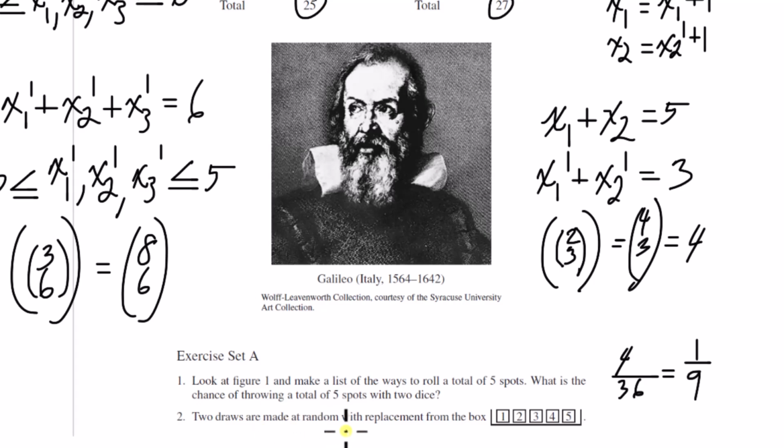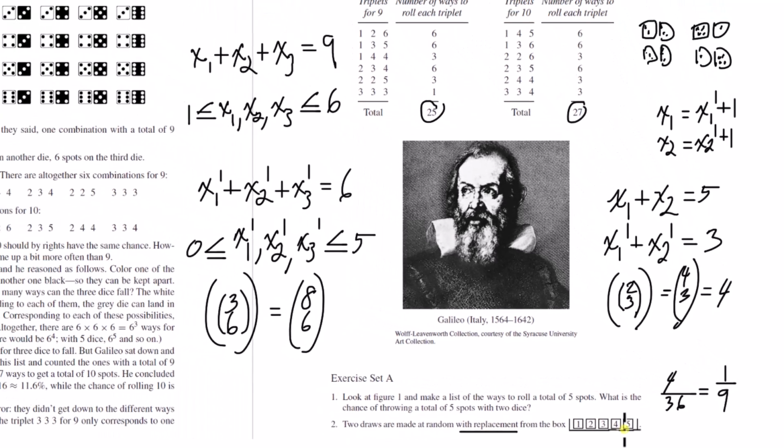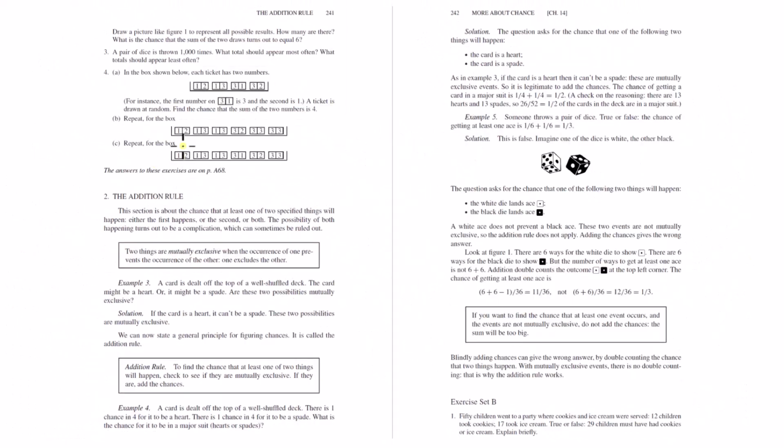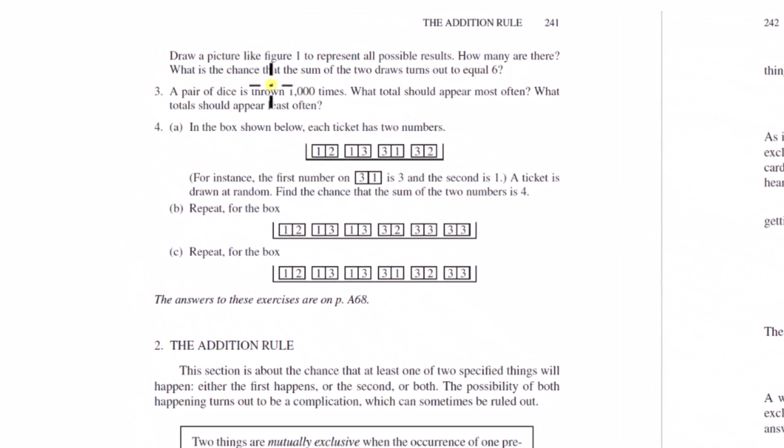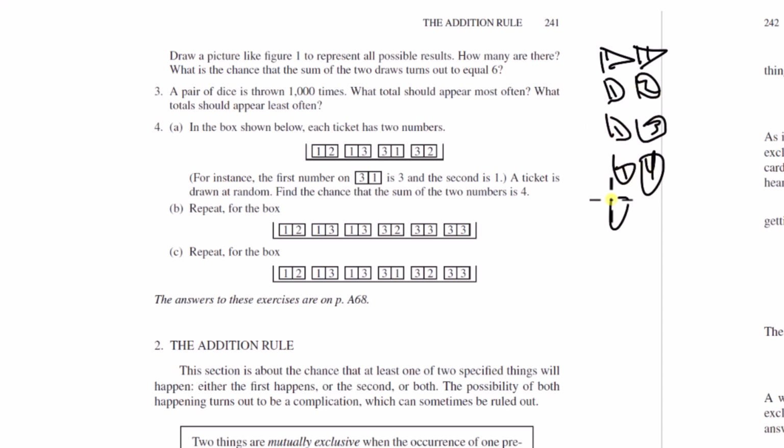Okay, 2 draws are made at random with replacement from this box of 5 tickets. Draw a picture like figure 1 to represent all possible results. How many are there? What is the chance that the sum of the 2 draws turns out to equal 6? I'm not going to draw a picture. They're just trying to teach you how to count. The outcomes are a 1 and a 1, a 1 and a 2, a 1 and a 3, a 1 and a 4, a 1 and a 5, then a 2 and a 1, a 2 and a 2. This is a permutation with repetition problem, picking 2 tickets at a time. So that's 5 times 5, it's 25.